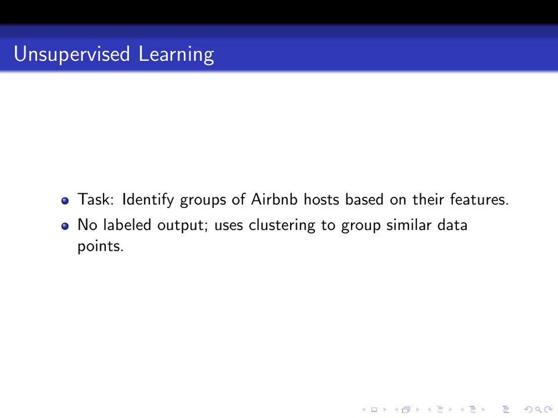Unsupervised learning is used to find hidden patterns in unlabeled data. An example is grouping Airbnb hosts into categories based on their features. This technique uses clustering to organize data points into meaningful groups.